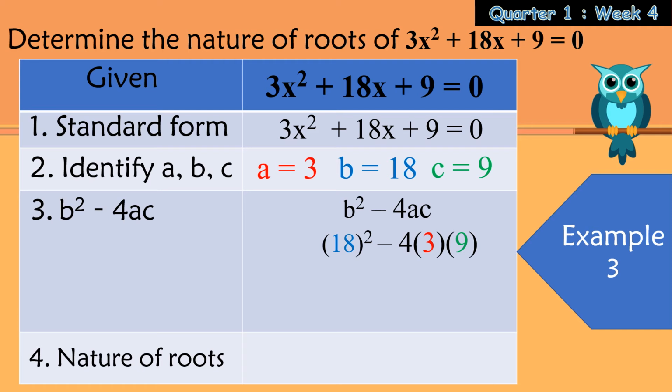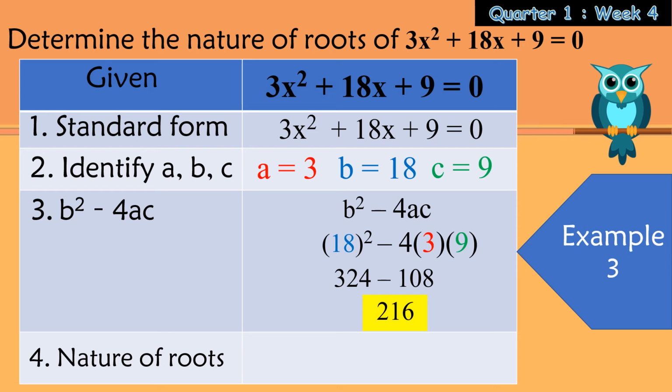Then next, we can now simplify. So 18 squared will give us 324, and negative 4 times 3 will give us negative 12, times 9 will give us negative 108. So 324 minus 108 will give us an answer of 216. So this will be the value of our discriminant.